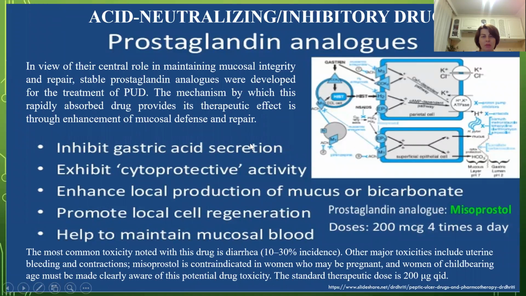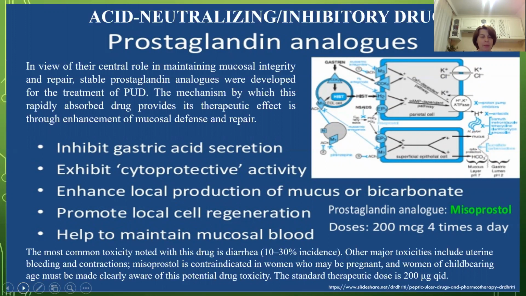Another group of acid neutralizing inhibitory drugs is prostaglandin analogs. In the GI tract, their central role is maintaining mucosal integrity and repair. Stable prostaglandin analogs were developed for the treatment of peptic ulcer disorders. The mechanism by which this rapidly absorbed drug provides its therapeutic effect is through enhancement of mucosal defense and repair. They can inhibit gastric acid secretion, exhibit cytoprotective activity, enhance local production of mucus and bicarbonate, promote local cell regeneration, and help to maintain mucosal blood circulation.